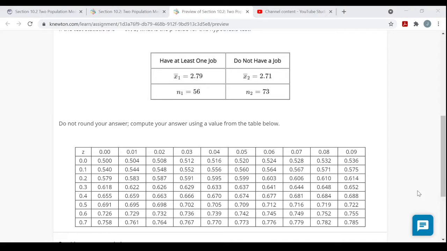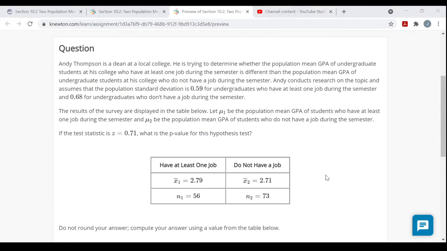All right, so in order to figure out the p-value, we need to know what kind of test it is first. Is it a right-tailed test, a left-tailed test, or a two-tailed test? Remember how the p-value was calculated in a different way depending on what kind of test it was. All right, so I'm going to go to some paper here and we'll write this out.